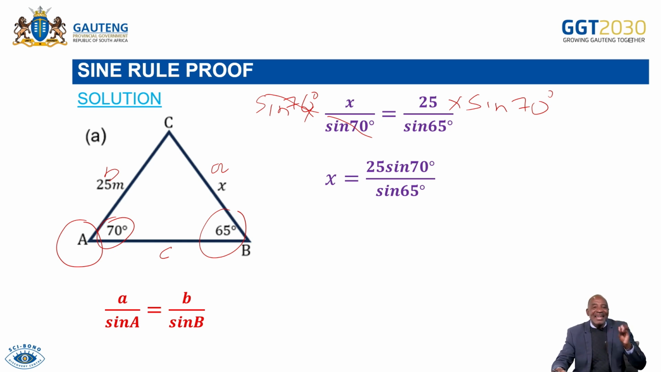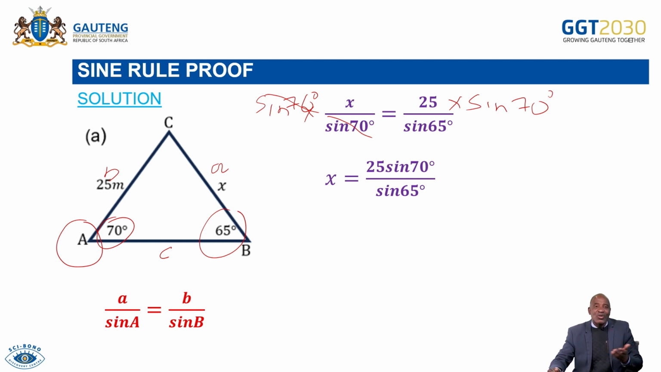But both sine A and sine B must go with their corresponding sides. So I'm going to form some fractions, replace what I know. I know a is x, I know angle A is 70, I know b is 25, I know angle B is 65. Then I'll replace and form a fractional equation which I'll then solve for x.